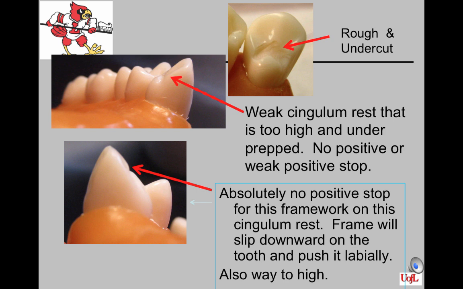On the left middle picture, it has a very weak cingulum rest that is really too high on the tooth, and it's under-prepped. It doesn't have a positive stop, or at least you can say it has a very weak positive stop. On the bottom lower left, you have some major problems on this one in that there's absolutely no positive stop for the framework on this. It's undercut from the path of insertion, and the frame will slip downward on the tooth and push it labially. Also, it's way too high up on the tooth. It should be down at the junction of the middle and cervical third.